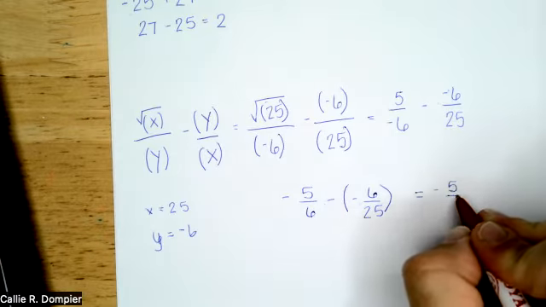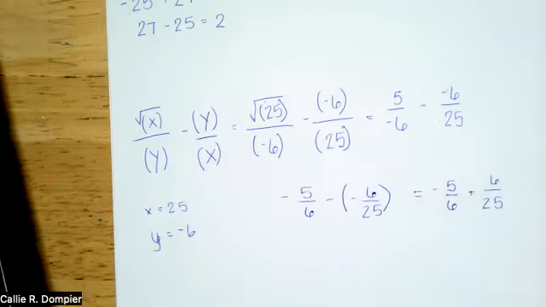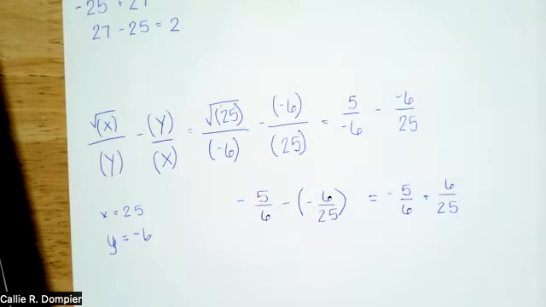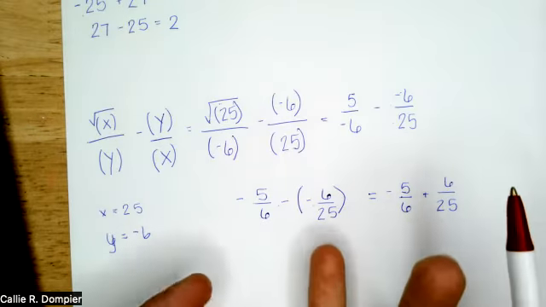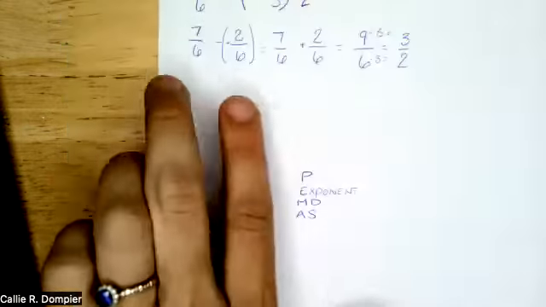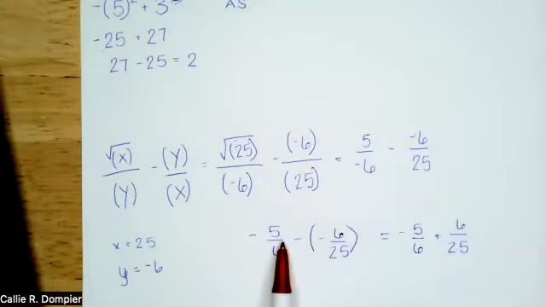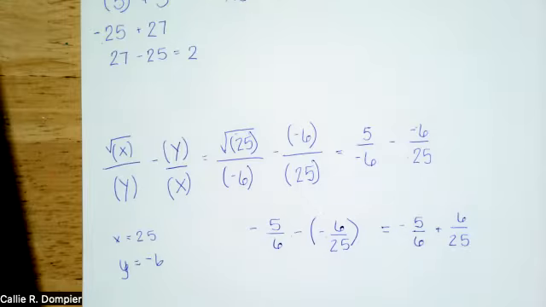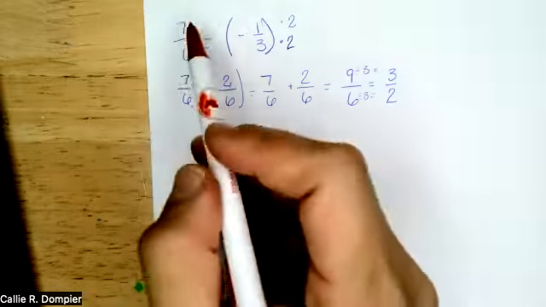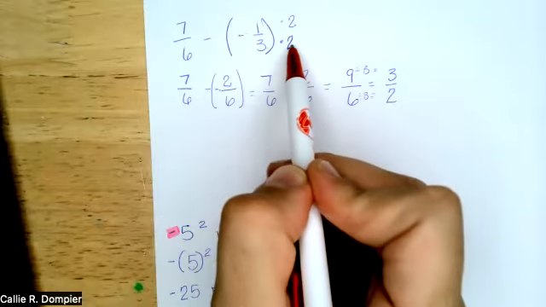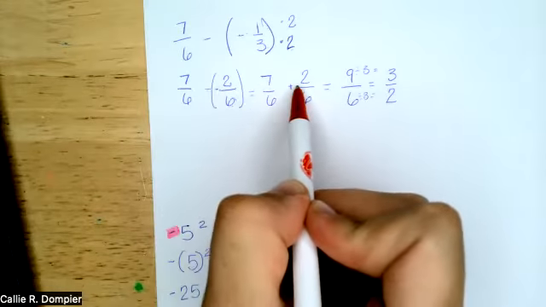So we have negative 5 sixths plus 6 25ths. Okay. And you didn't have to do all of that first. Here we need the same denominator, so you can get the same denominator first before you do all of the changing of those signs. It does not matter the order in that case. Just like here, we had 7/6 minus negative 1/3. And here we got them to be like terms first, and then we changed that to a positive.